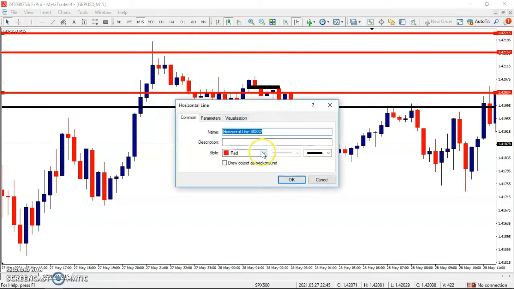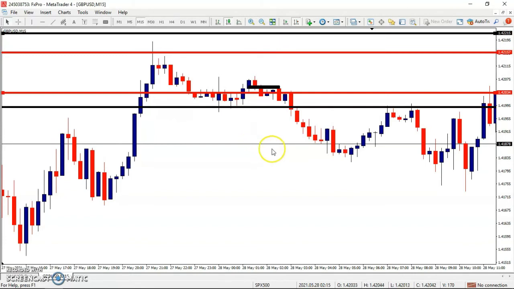Let me turn it into another color, which is a black area. This is gonna be our stop loss area, so that we give the market enough time to breathe. When the market decides to go up, then we know that okay, our stop loss is tight. Then we're gonna wait for the market to push to the downside.